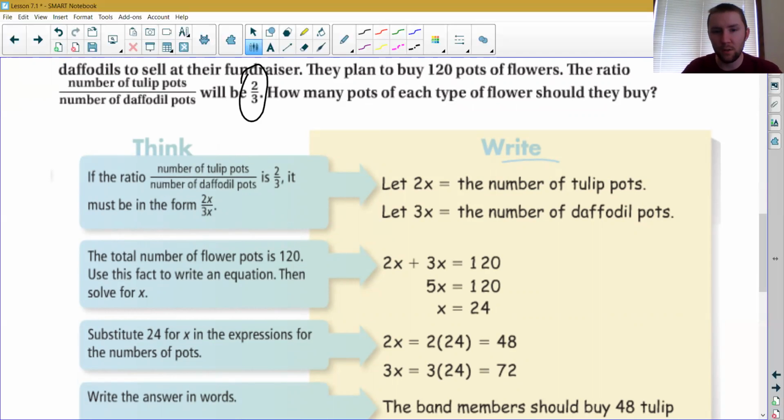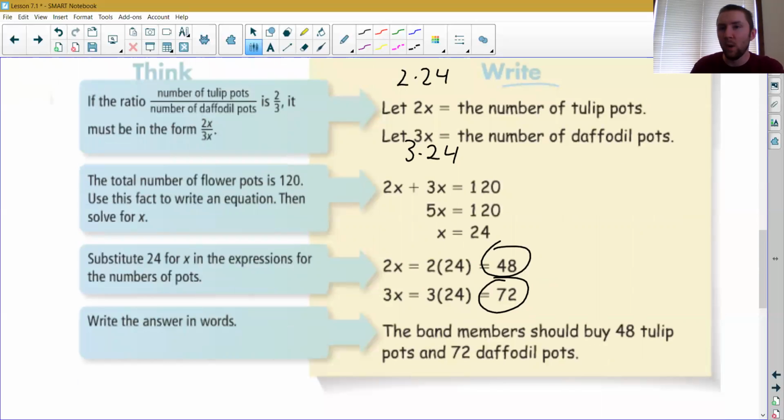So I end up with this equation here, 2x plus 3x. That's the number of tulip pots plus the number of daffodil pots. Total together have to be 120. Okay, so 2x plus 3x is 5x. So 5x equals 120 gets me to x equals 24. So I know that x is equal to 24, and that allows me to find the number of tulip pots and the number of daffodil pots, because 2 times 24 gives me 48 tulips, and 3 times 24 gives me 72 daffodils, okay? So from the ratio, I was able to write an algebra equation and solve the problem in that way, okay?